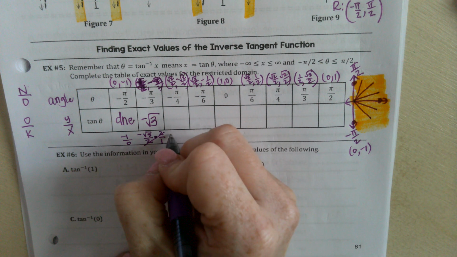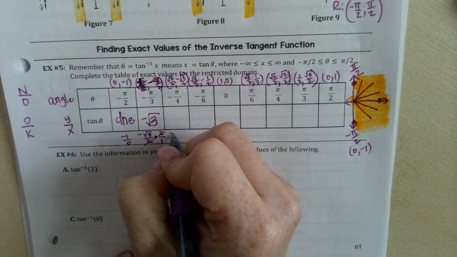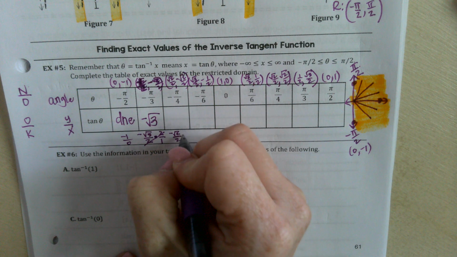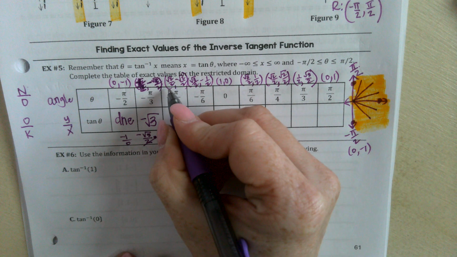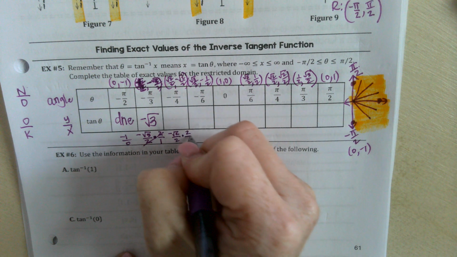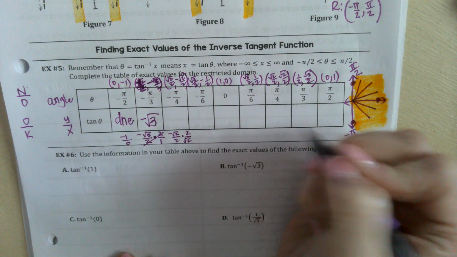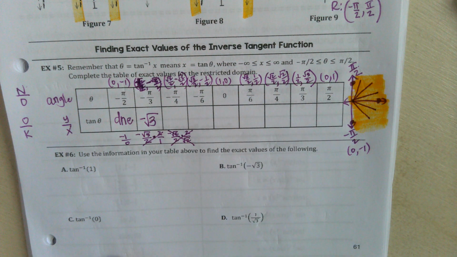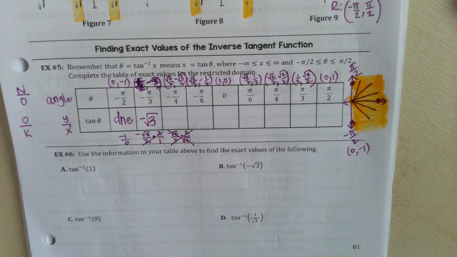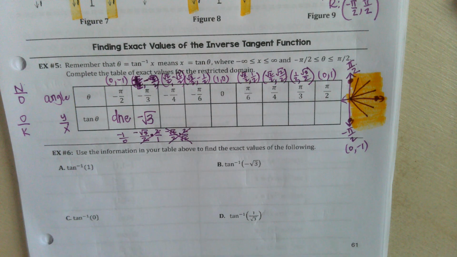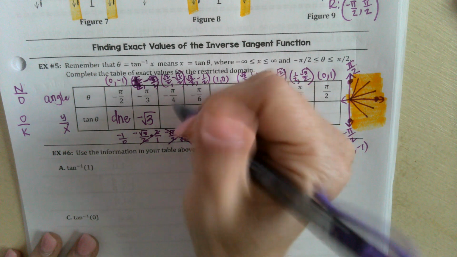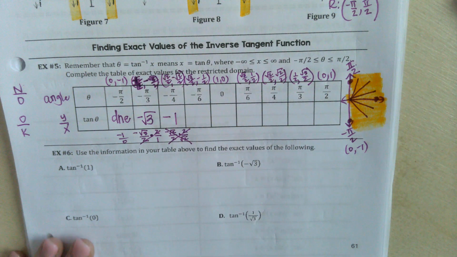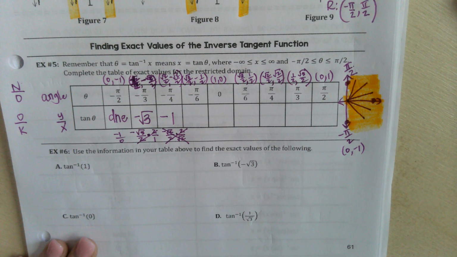Okay? Right here, for this one, I've got negative root 2 over 2, and then I'm going to multiply by the reciprocal of the x-coordinate. Those cancel, but I've got a negative left. If everything cancels out, do I leave a blank? What is anything divided by itself? 1. So this is negative 1. Good job.